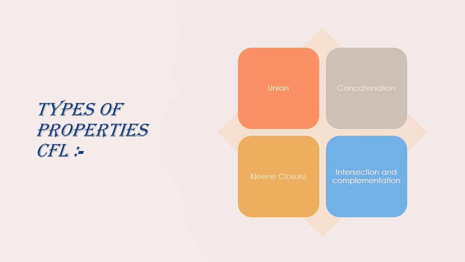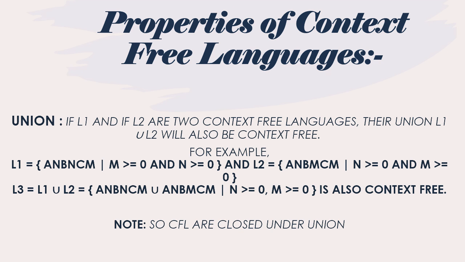And now let us move to the union. Now let us move to the properties of context-free languages. Union. We have seen the context-free languages before, and now we are seeing union. If L1 and L2 are two context-free languages, their union L1 union L2 will also be a context-free language.